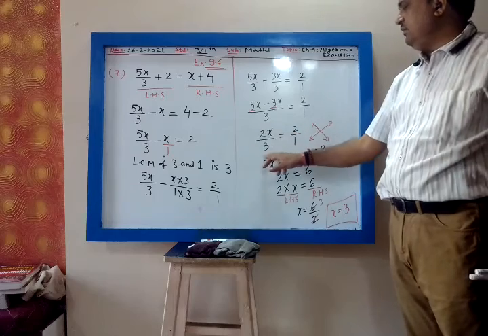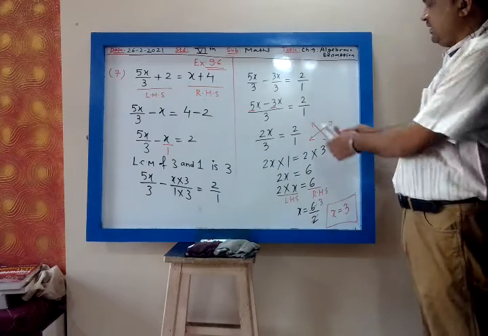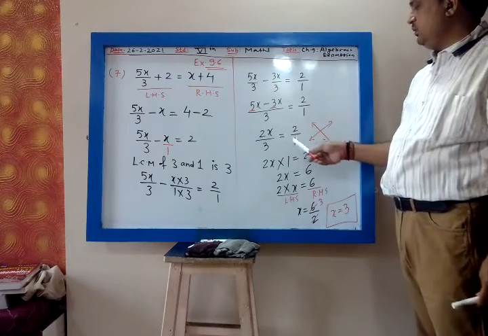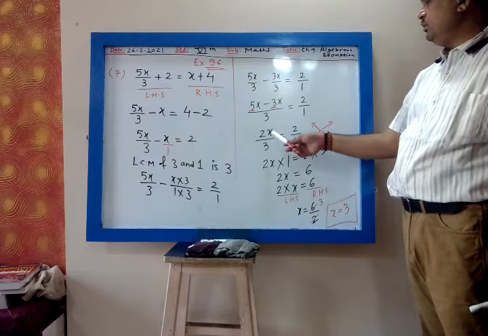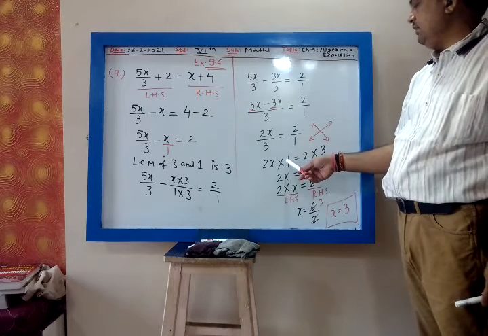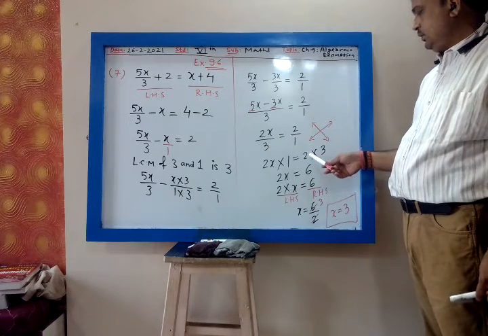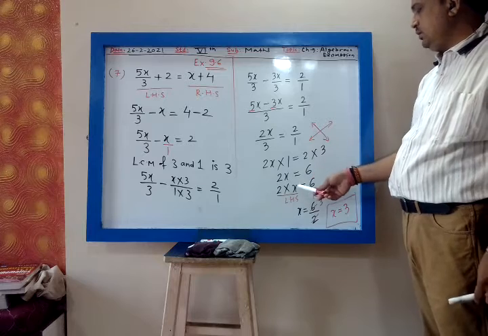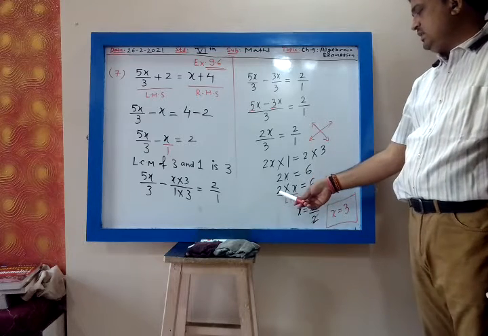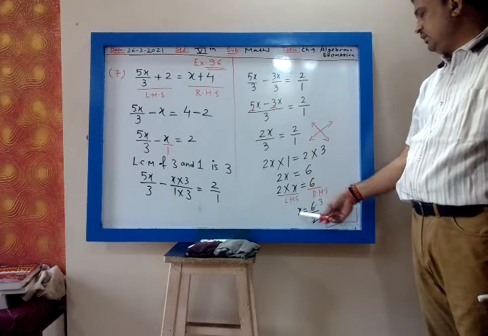Whenever you have equality of two fractions, you have to cross multiply. So 2x into 1 is equal to 3 into 2. 2x multiplied with 1 is 2x. 2 into 3 is 6. 2x means 2 into x, equals 6. 2 is there in the multiplication, so 2 will go in the division.